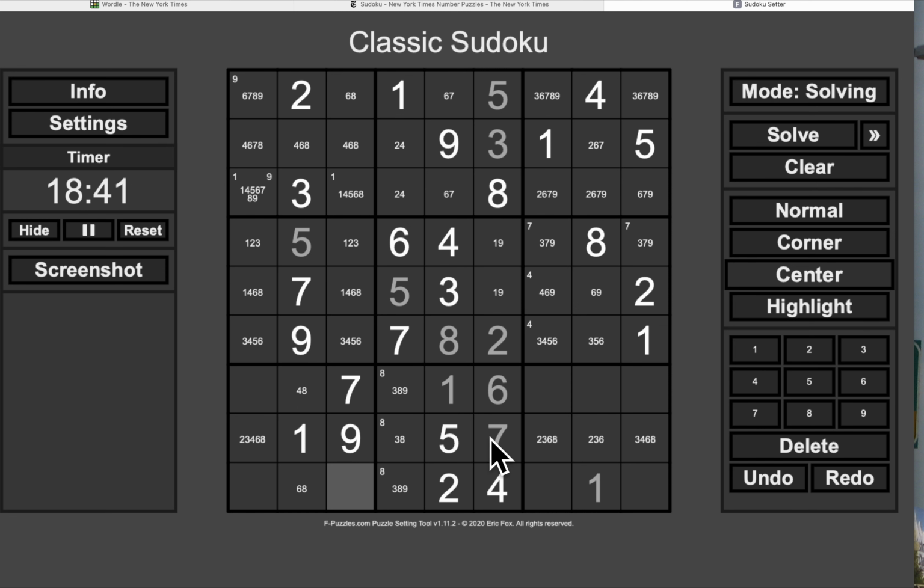I don't know what else I can do easily. That 1, 9 is not easily resolved by anything. That 6, 7 isn't resolved, and that 2, 4 isn't resolved. And that 8 corner mark is useless. I got 3 places for an 8, 3 places for a 3.